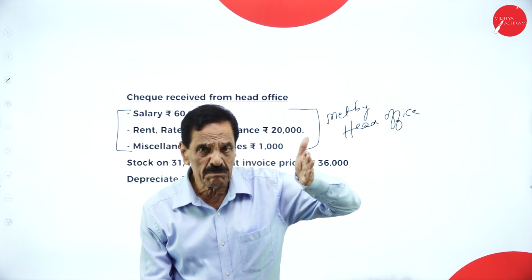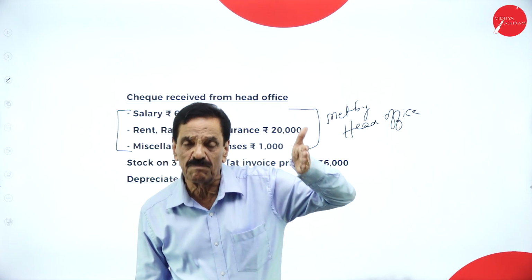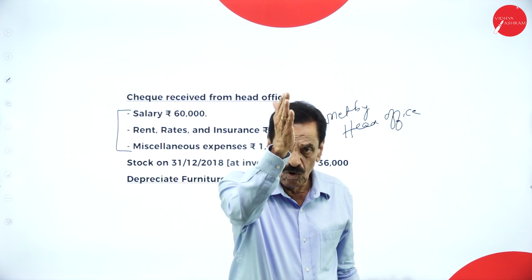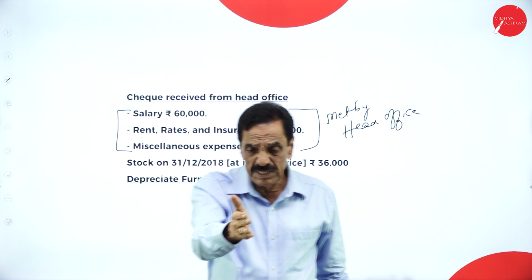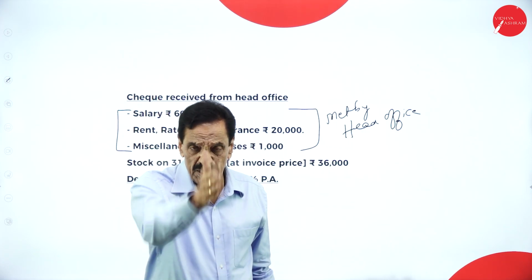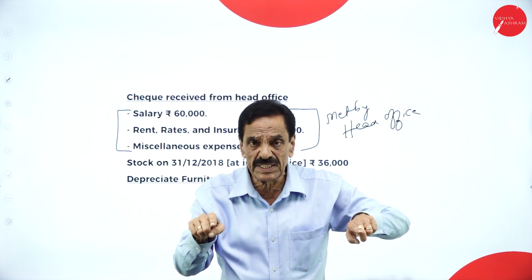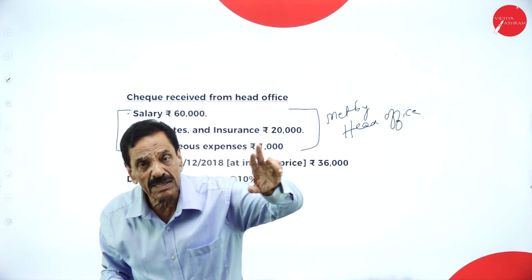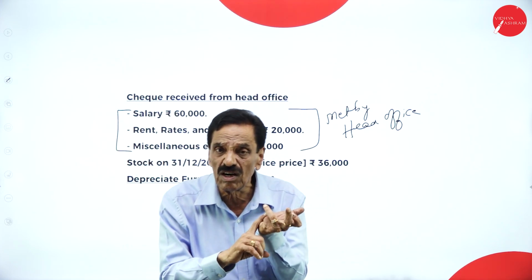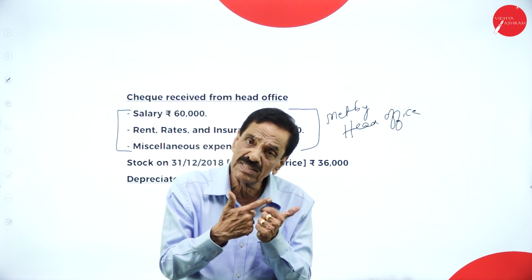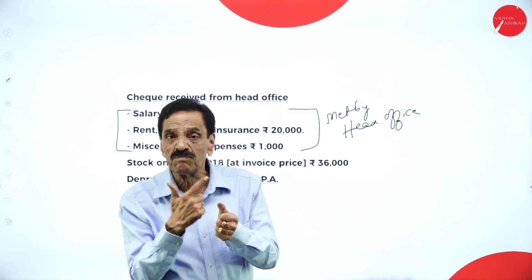So, how does the branch account start now? All the opening balances will come on the debit side. So what are the opening balances? Opening stock, opening debtor, opening petty cash, opening furniture, opening prepaid. So these are the opening balances of assets. One is the stock, one is the debtor, one is the petty cash, one is the furniture, one is the prepaid.